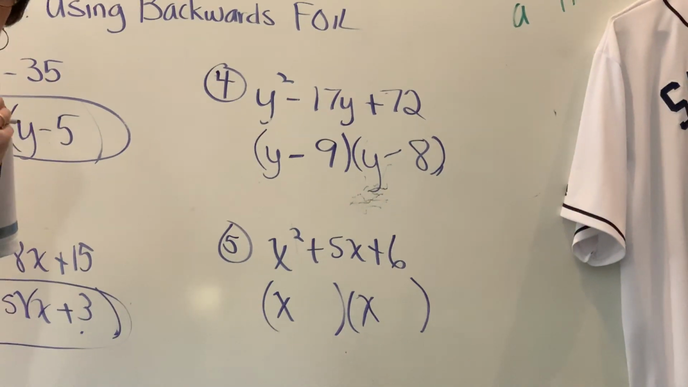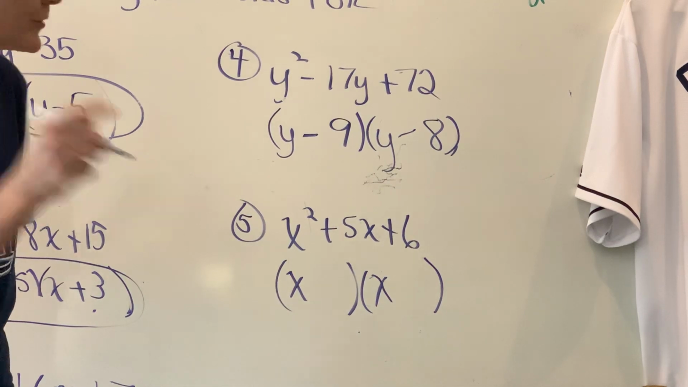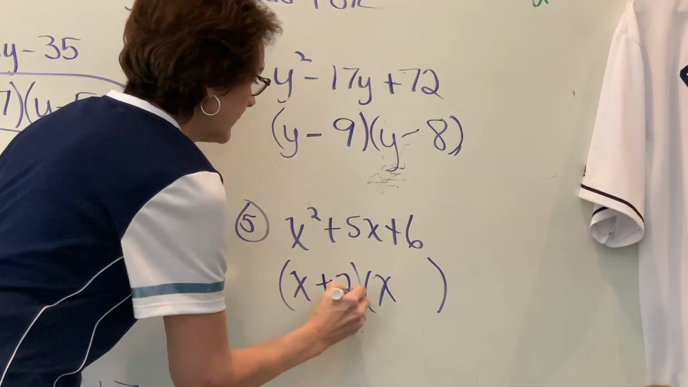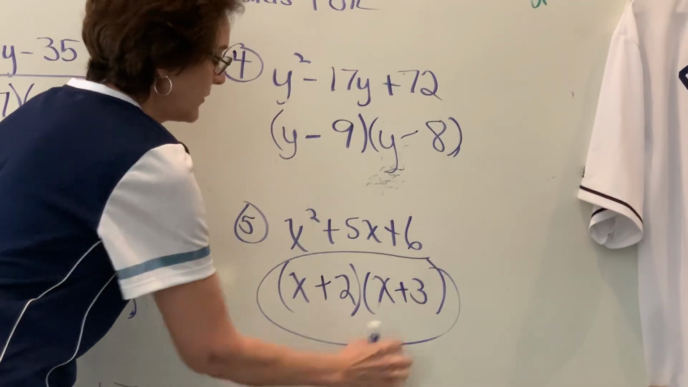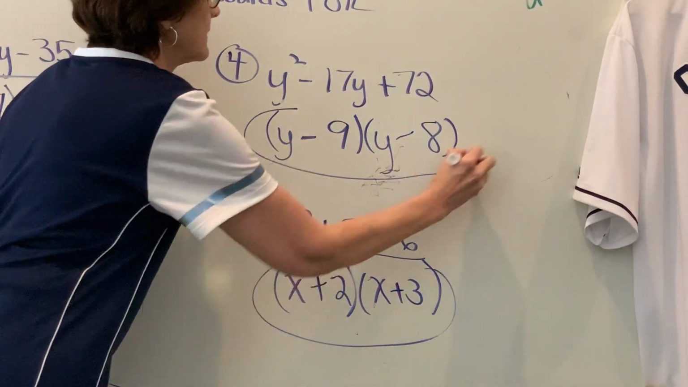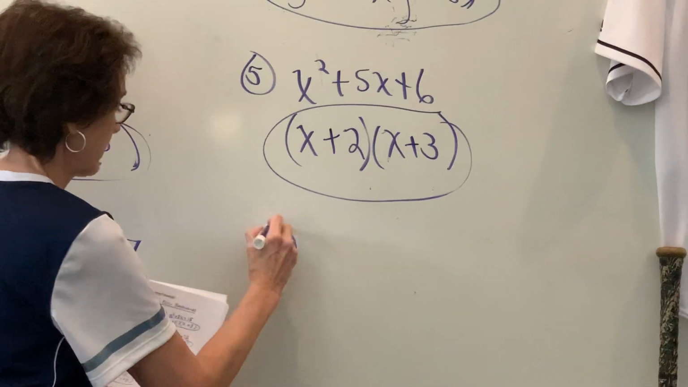Is it 1 times 6 or 2 times 3? 2 times 3. Because that's 2x and 3x adds to 5x. All right, one more of this type, and then I want to show you one other type.